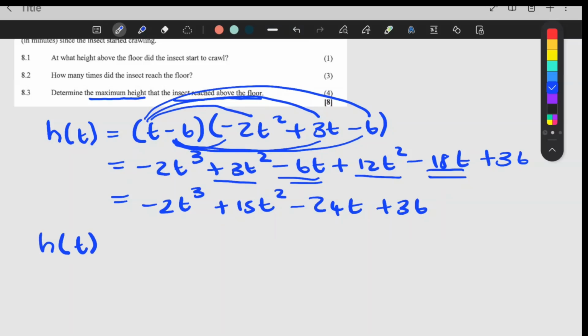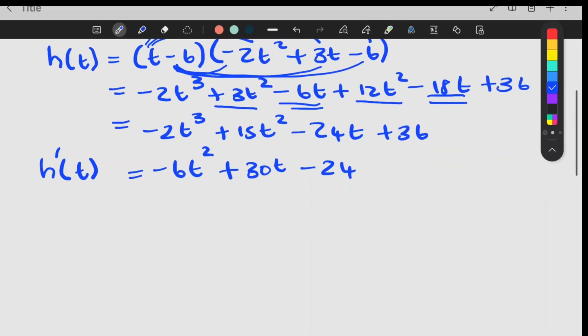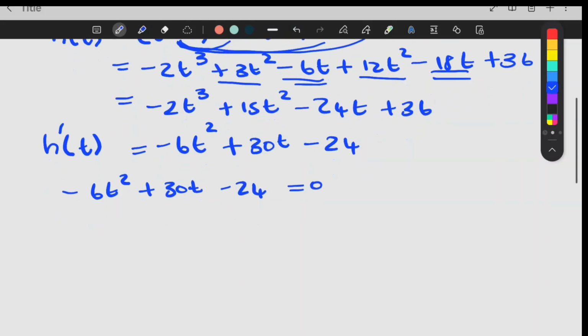To get maximum or minimum, we derive. So let's derive. This is negative 6t squared plus 30t minus 24. Okay, that's the derivative. So now to get the turning point, we take our derivative and we make it equal to 0. Okay, and we are now going to solve for t. So I'm going to divide all of this by negative 6. You can use the formula. So I get t squared minus 5t plus 4.